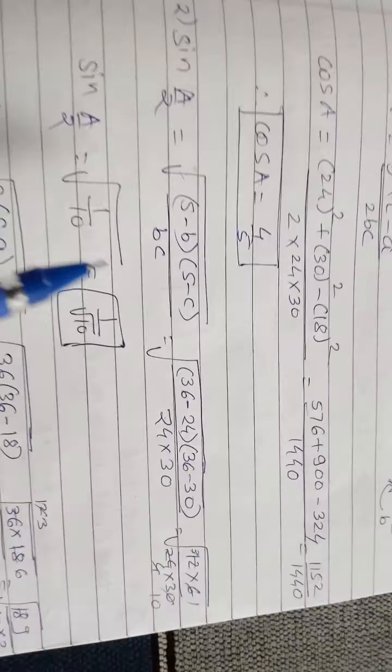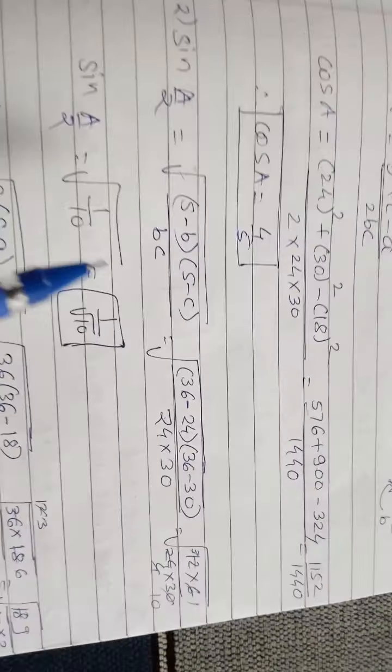So you find out the value: s is 36, minus b is 24, as given. Next, s again 36 minus c is 30. By solving all these values we get 1 by 10, and taking the square root we get the value of sin A by 2 is 1 upon root 10.